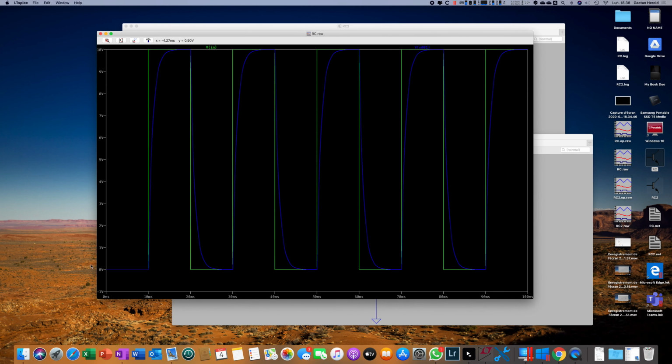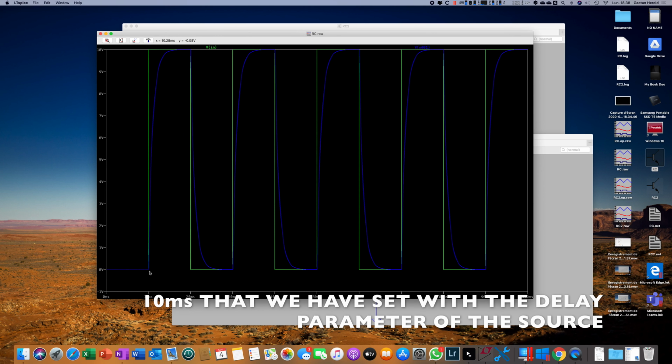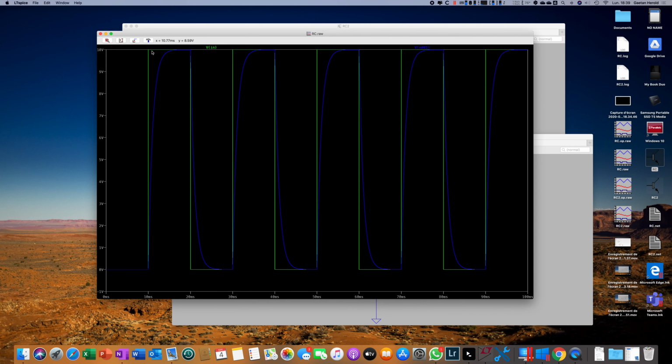I can see that the voltage at the terminals of the capacitor oscillates to follow the voltage of the source. First, we have the 10 milliseconds that our source turns on, then the voltage at the terminals of the capacitor increases exponentially up to 10 volts, decreases to 0 volts, etc. And each time we let the capacitor be almost fully charged up to 10 volts.